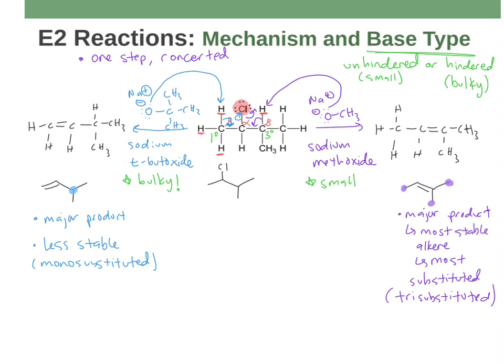If you're going with a big bulky base, you're going to be forming what's called the Hofmann product. The less stable, the less substituted alkene is the Hofmann product. If you use a small base and your alkene predominantly forms the more stable product, that's called the Zaitsev product.